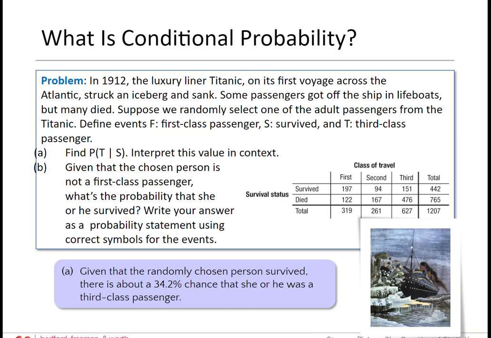Now, let's look at part B. Given that the chosen person is not a first class passenger, what is the probability that she or he survived? We want to write this in appropriate notation. So we know that the person was not a first class passenger. So that means we are looking at F complement. They are not in first class. So we are given that they are not a first class passenger. We want to find the probability that they are a survivor. So we are looking for the probability of S given F complement.